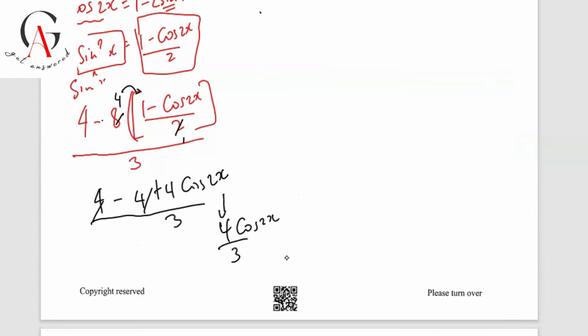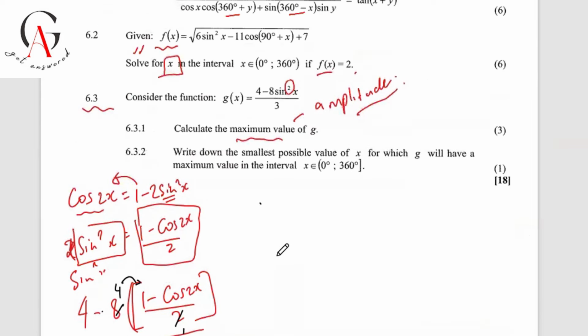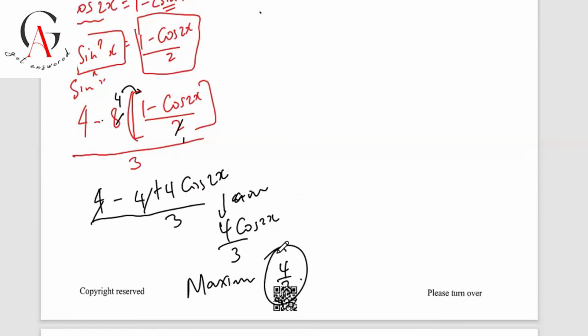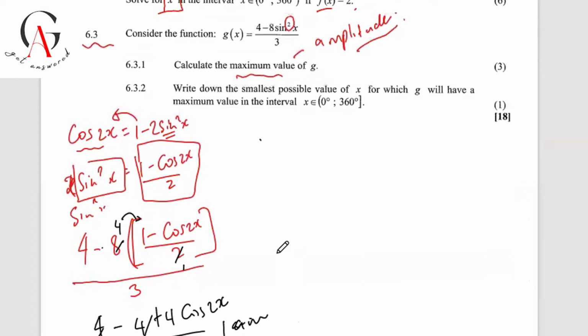So this is our amplitude, and that is the maximum displacement of the graph about the rest position. Which means the maximum is 4 over 3. So that is how I would have gone about that. That's the maximum value.